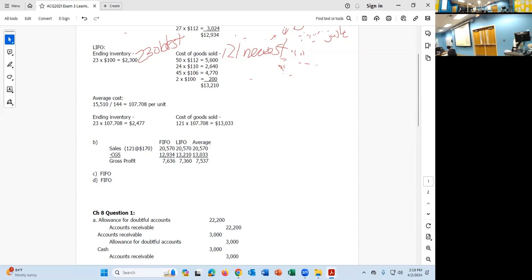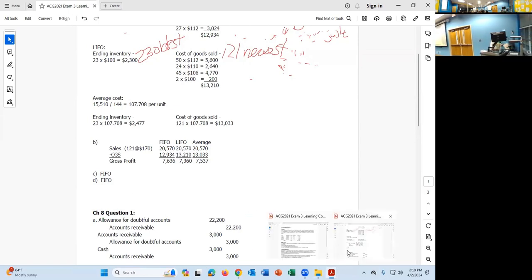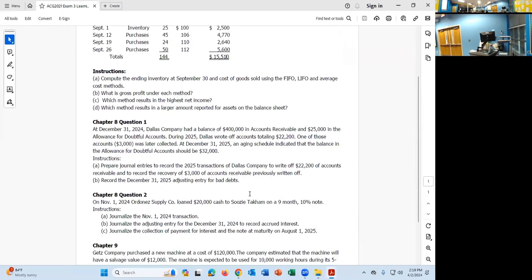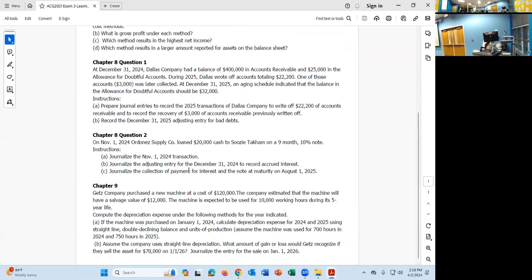Got us into looking at receivables. So we spent a good bit of chapter 8 talking about uncollectible accounts receivables. Then we spent a little bit of time talking about notes receivable. So chapter 8 question 1 relates to the uncollectible accounts stuff. Question 2 looks at notes receivable.